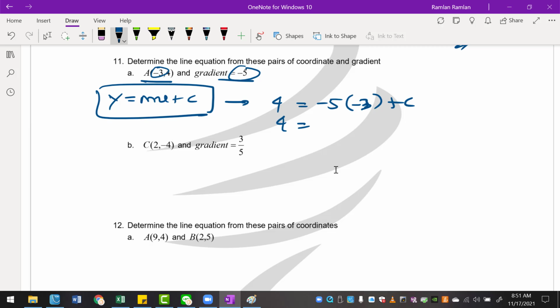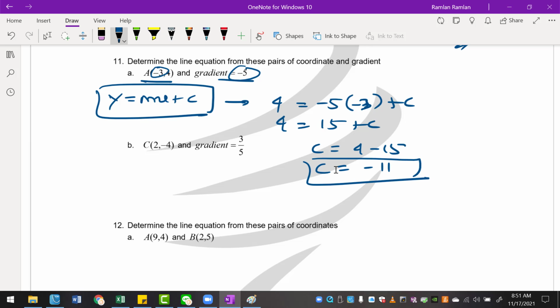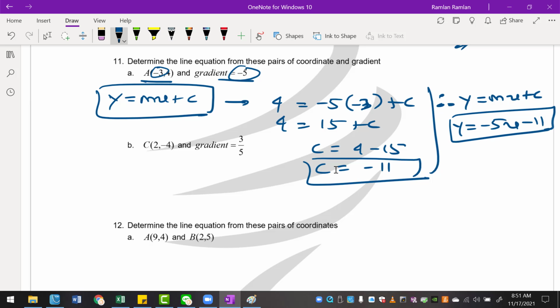So 4 equals minus 5 times minus 3, which is 15, plus c. Which means that c will be equal to 4 minus 15, that will be minus 11. So that will be the c. Which means that the line equation will be y equals mx plus c, and because we know that the value of the gradient is minus 5, it's minus 5x, and then we know that the c is minus 11, so we are done. Yes, quite easy, right? Okay, you do the same thing with b. Yeah, you can try it.